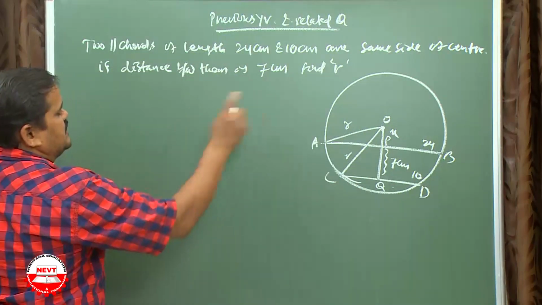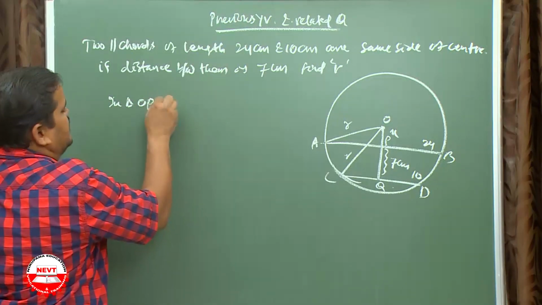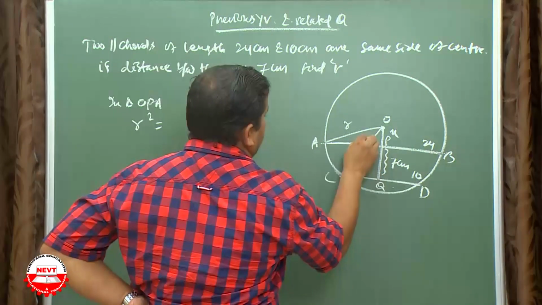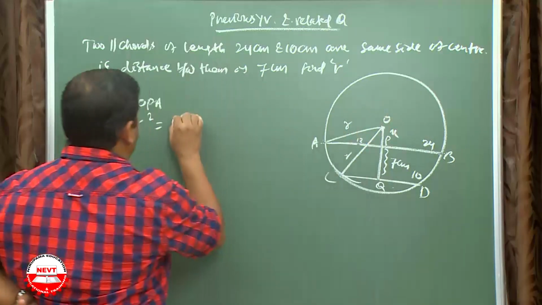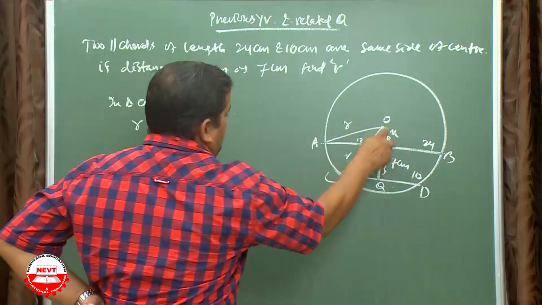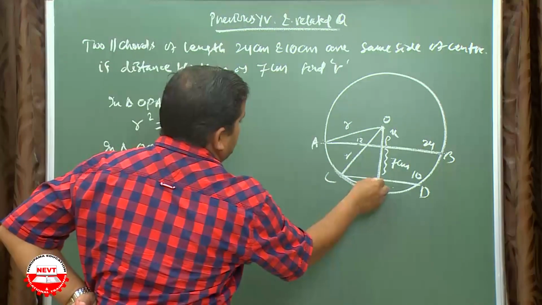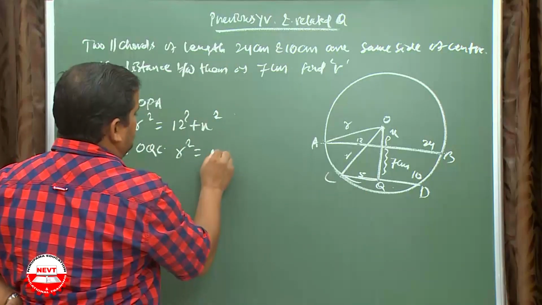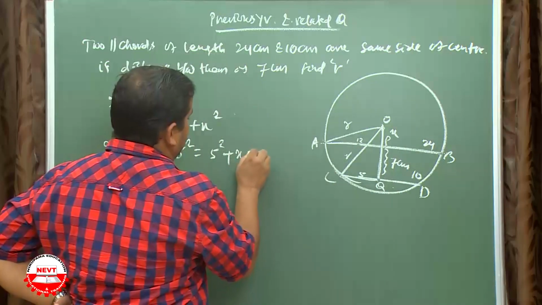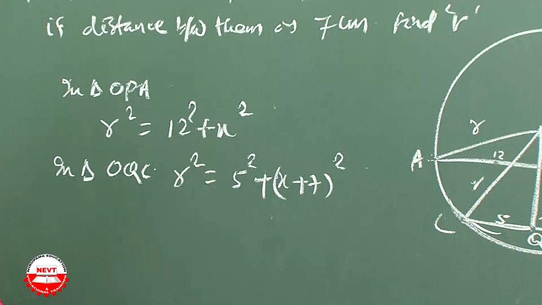Now, in triangle OPA, r squared is equal to how much? This is 24, so this part is 12. So 12 squared plus x squared. In triangle OQC, again r squared is equal to 5 squared plus this is 7 plus x, so (x plus 7) whole squared. Now equate both, and you will get the value of x.